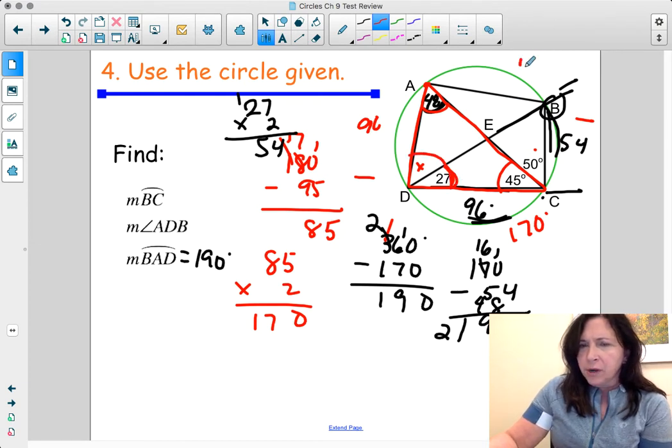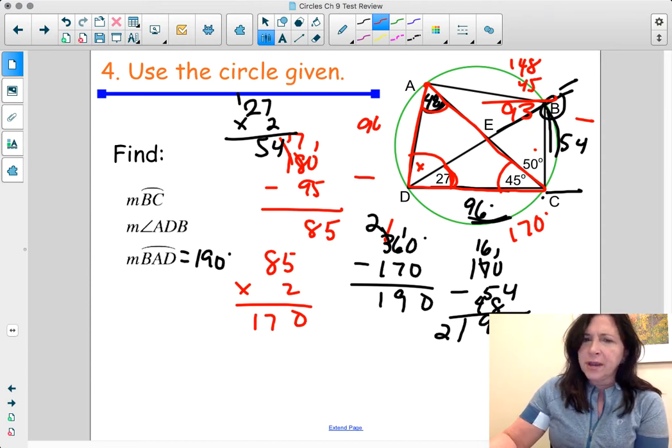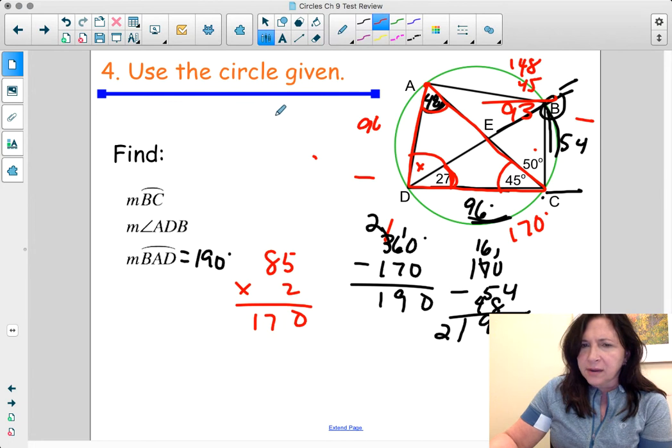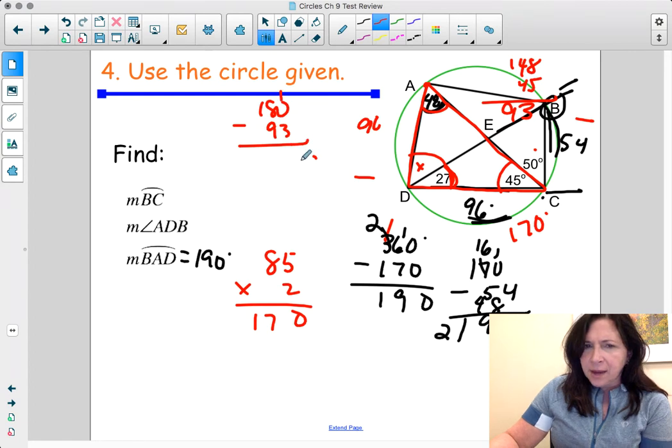So what we're going to do is 48 plus 45 is 93. So we know that's 93 degrees. If the sum of the angles in a triangle is 180, then what I have to do next is just subtract. So I'm going to go 180 minus 93. And what I have now is 87. And that means that this plus this is 87 degrees.